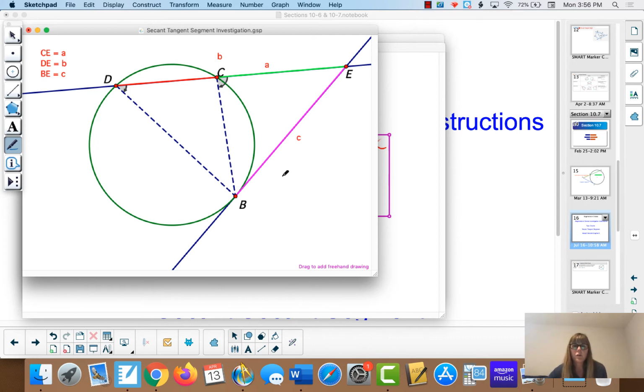So now we can conclude that triangle BCE is similar to triangle DBE.